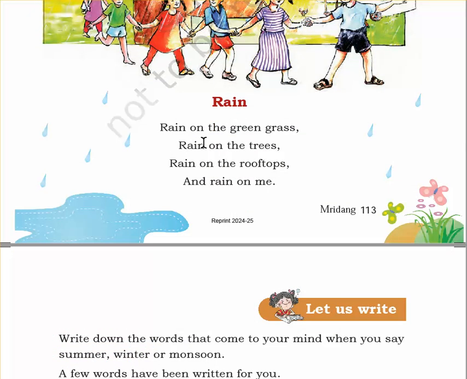Next is about rain. Rain on the green grass, rain on the trees, rain on the rooftops, and rain on me. So rain everywhere in rainy season, right? Rain on the green grass, rain on the trees, rain on the rooftops, and rain on me.